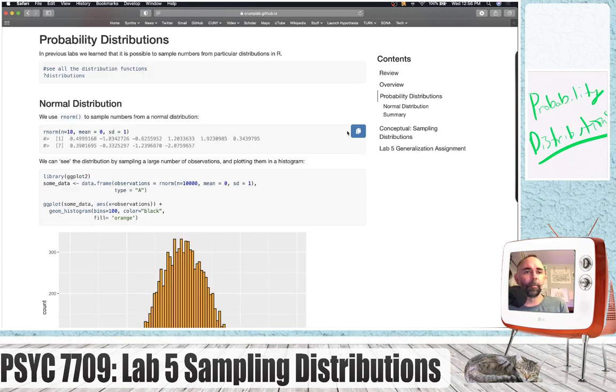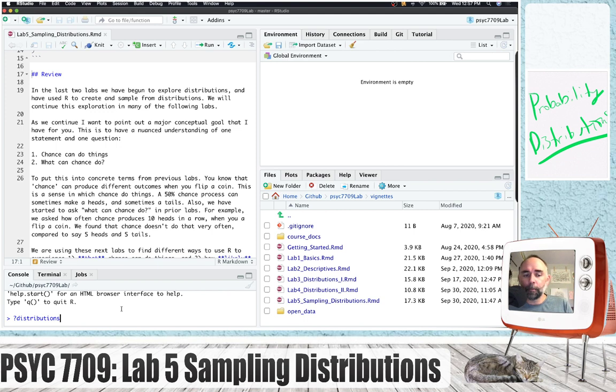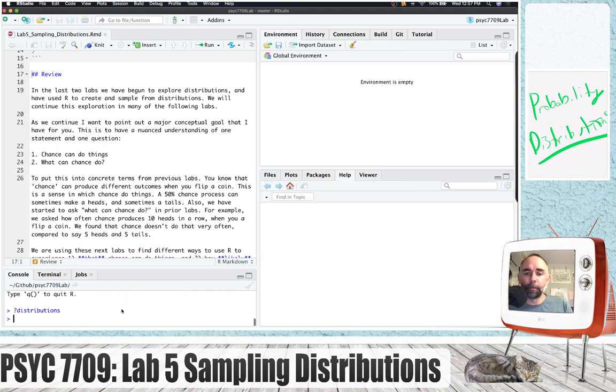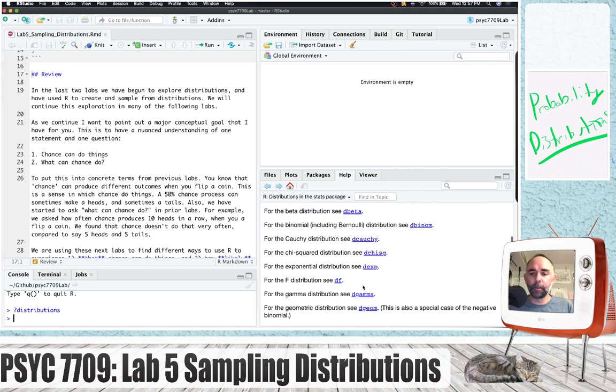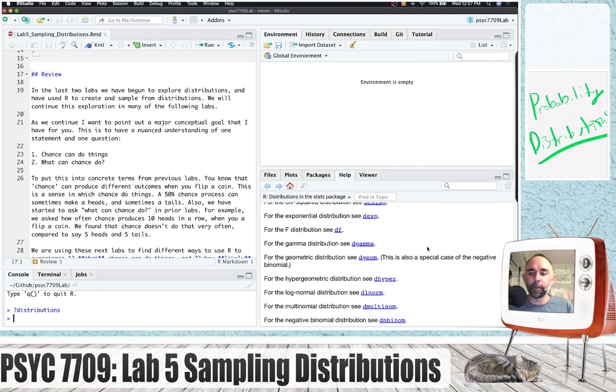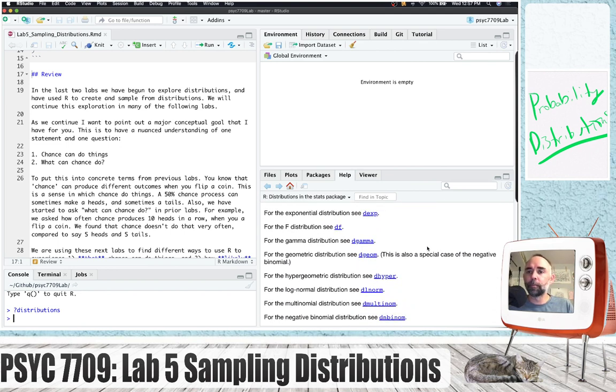We'll be talking a lot about probability and distributions in lecture. We've talked about this already in previous labs. We know that if you type ? distributions in RStudio, you get to see all the different kinds of distributions that R comes along with. For example, if I press enter now, I'm going to see all these distributions show up in the help pane. We can use all of these different ones. We're going to focus today on the normal distribution.